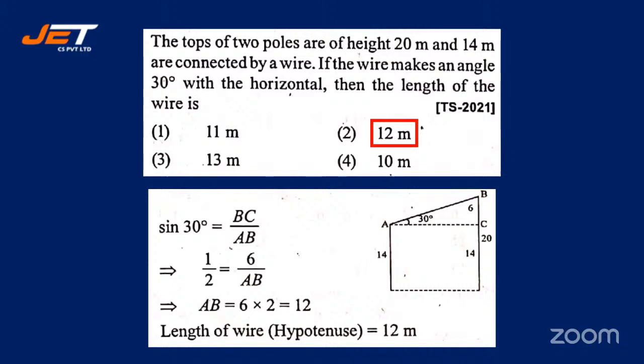We are taking this as opposite side by hypotenuse. So what is opposite side? It is nothing but BC by AB. So sine 30 is 1 by 2. BC is 6 by AB. So AB becomes 6 into 2, which is 12 meters. So that's supposed to be the length of the wire or the hypotenuse. So your answer is option 2. So hope you have understood this. Let's move on to the next question.